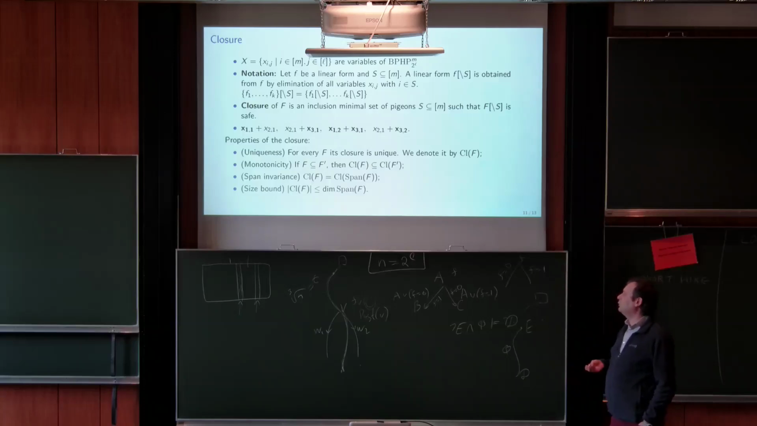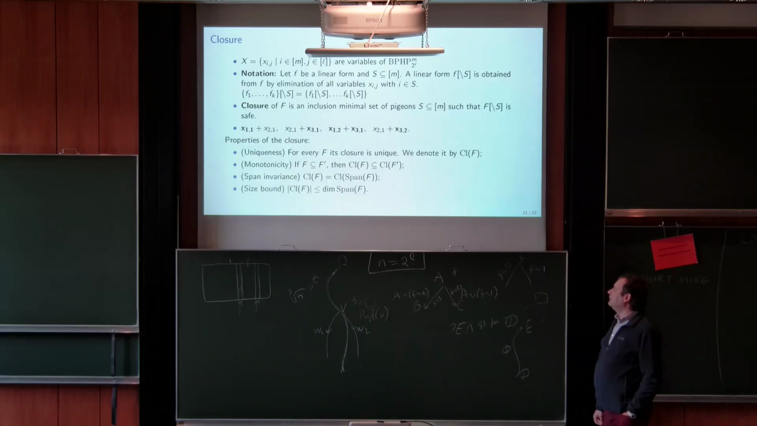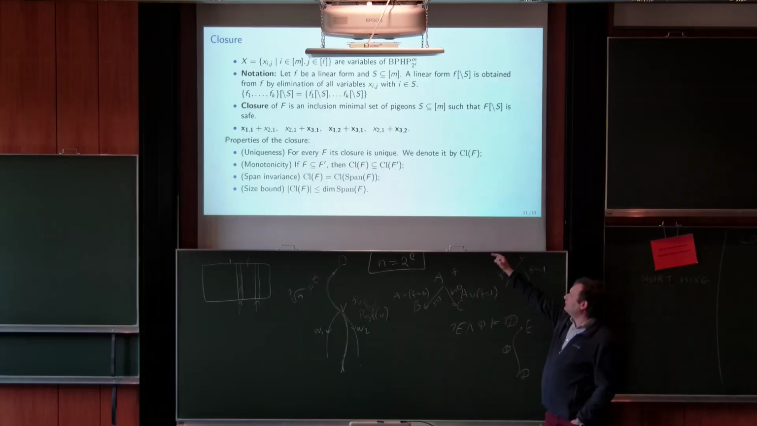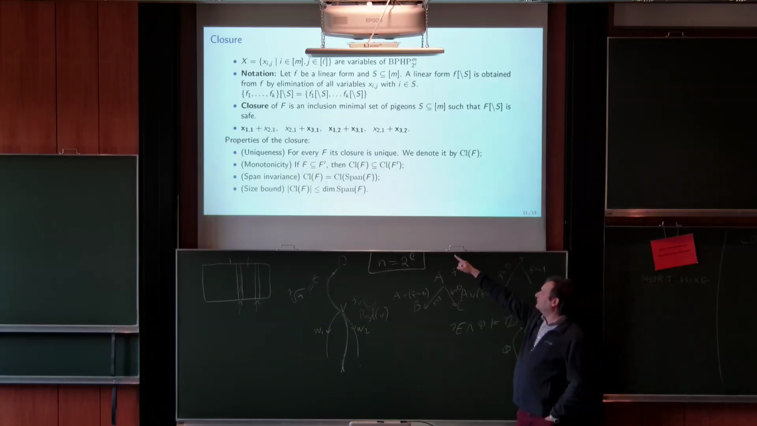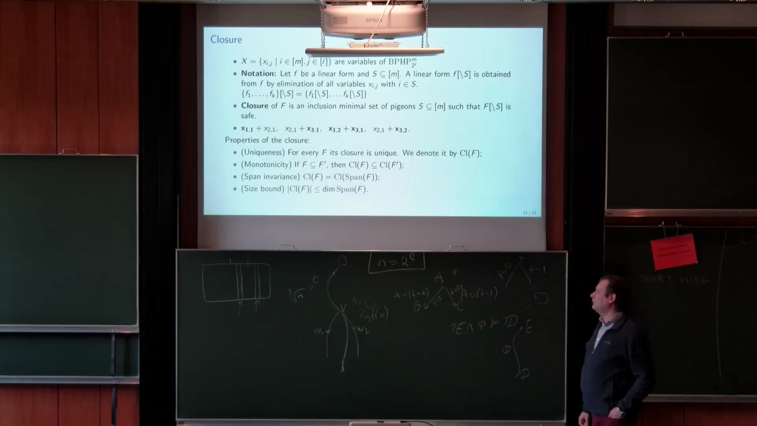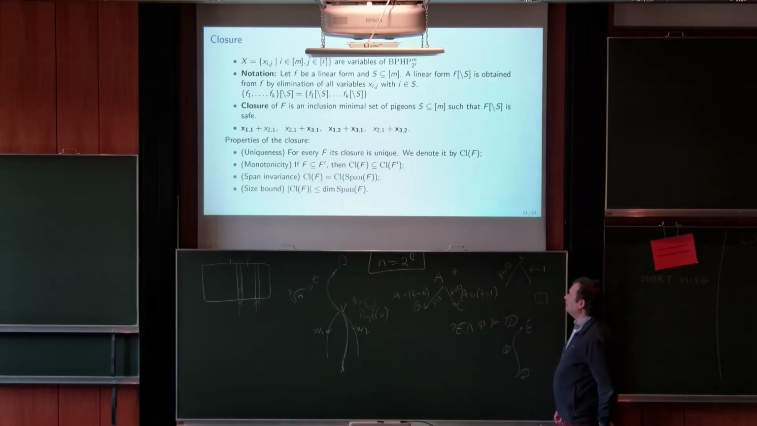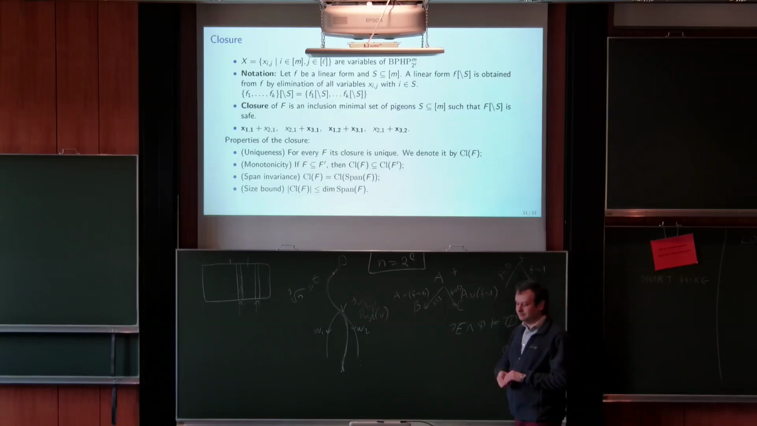The properties are quite natural. First of all, it is unique, and we denote it by closure. It is monotone. If two sets have the same span, then they have the same closure, and the size of the closure is at most the dimension of the span. Okay, so it is good if we can make such a substitution to the closure.